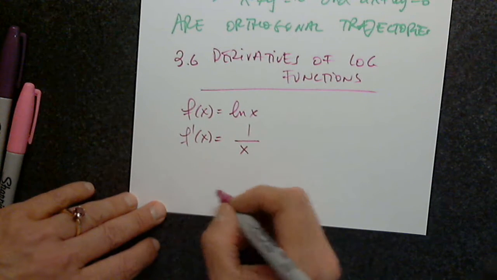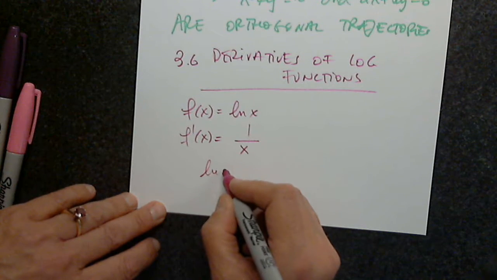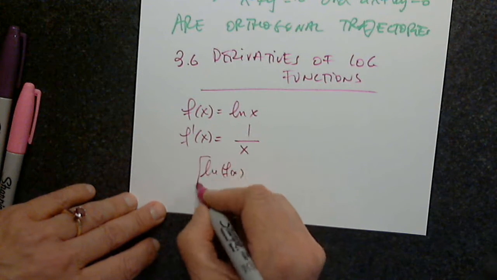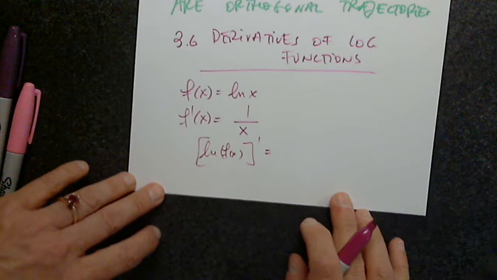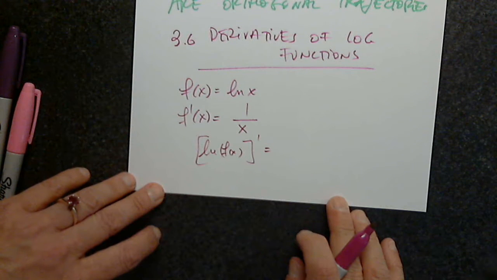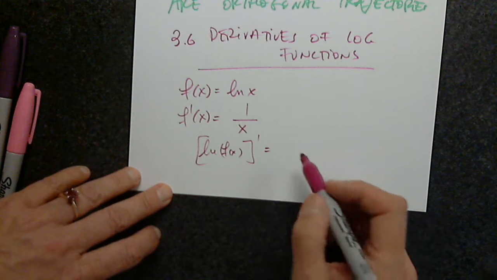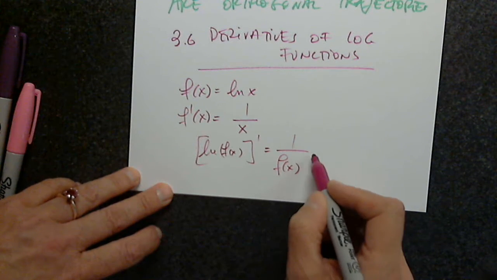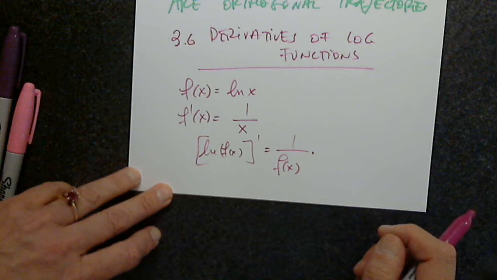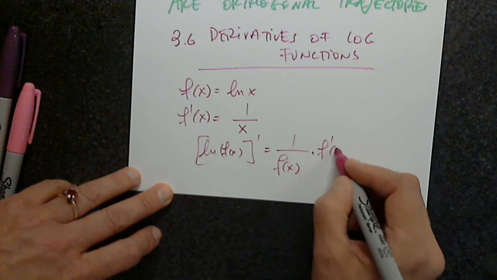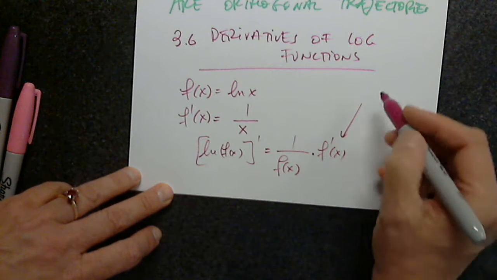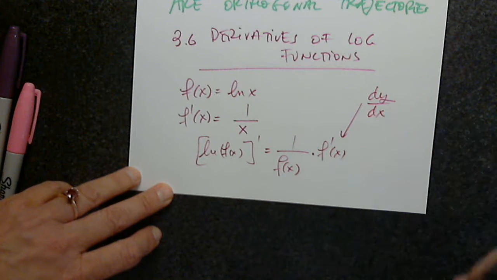Now, what if I have a natural log of a function of x, and I want to differentiate this? What will I get? 1 over f of x times f prime of x, or dy over dx. If you want to write it as dy over dx, that's fine too. It's correct.